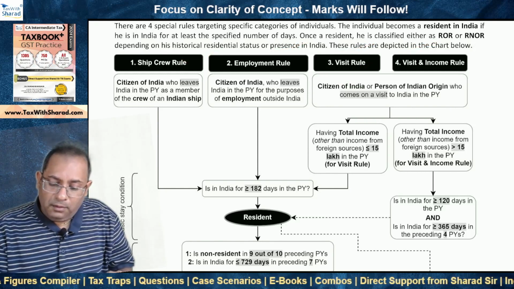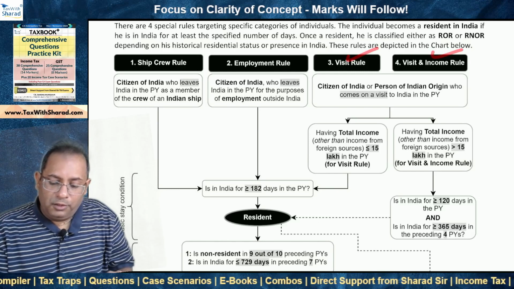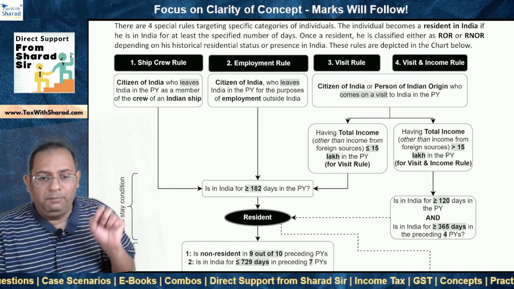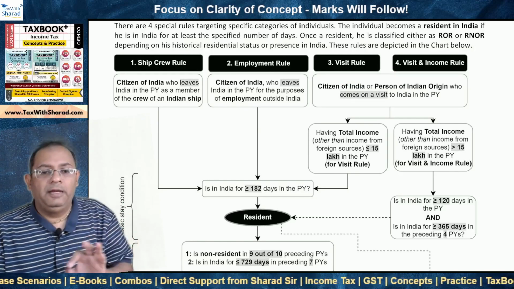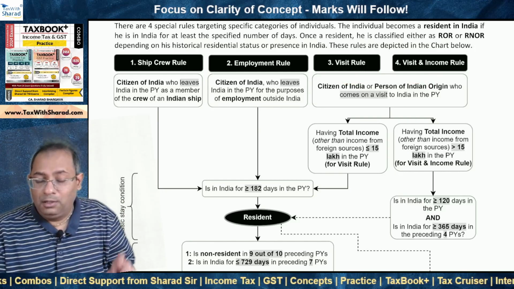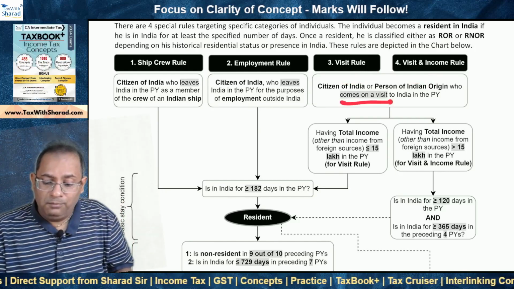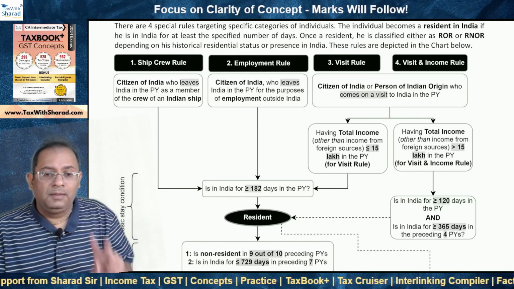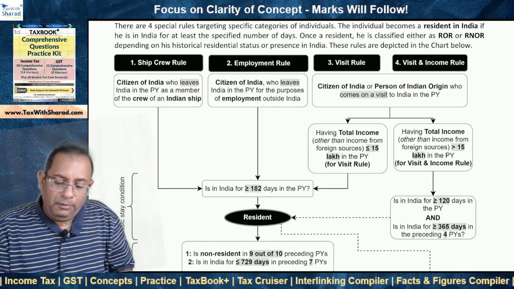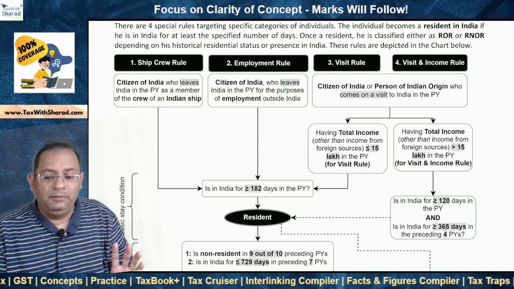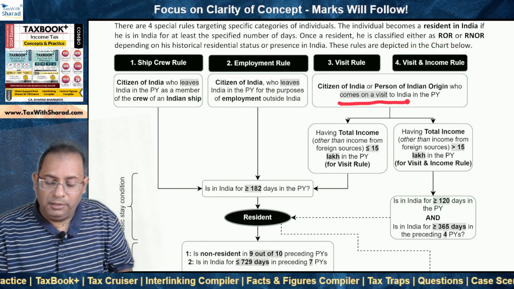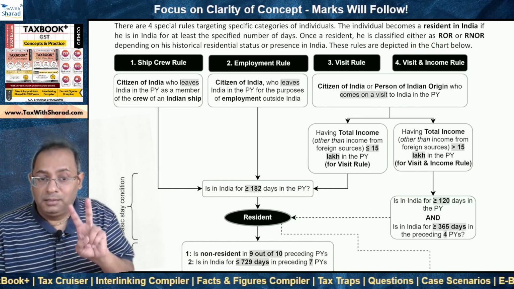So under visit rule and visit and income rule, what is the condition? Citizen of India. In addition, a person of Indian origin, a PIO, is also covered. So a citizen of India or a person of Indian origin who comes on a visit to India in the previous year. See the difference. Ship crew rule, the person is leaving. Employment rule, the person is leaving India in the previous year. But in the visit rule and visit and income rule, the person has come on a visit to India in the previous year. Okay, this is the difference.